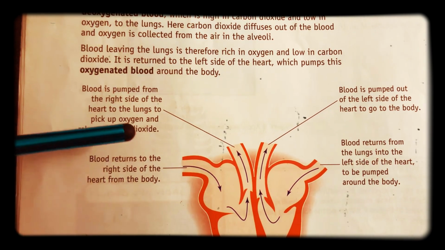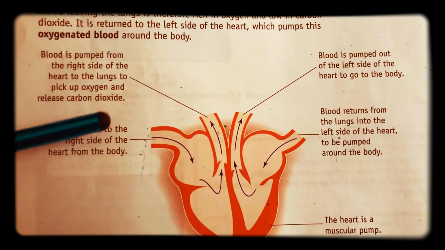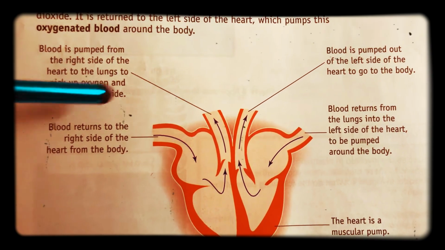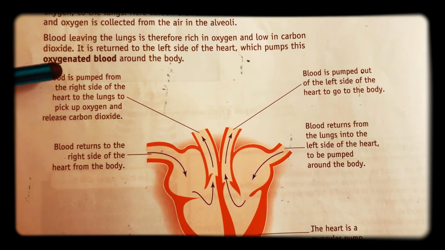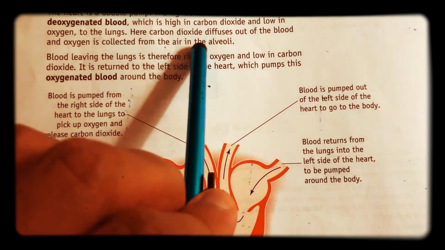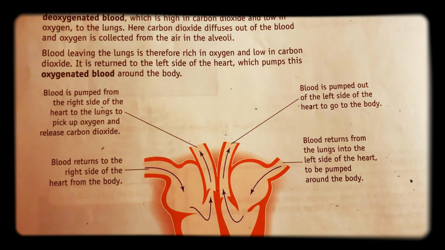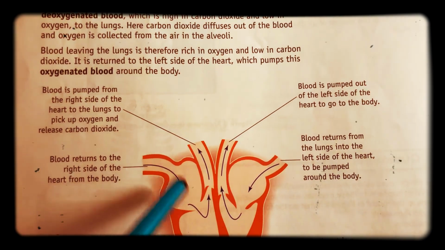So it picks up the oxygen, diffusion, remember? Diffusion, gas exchange, releases carbon dioxide, high concentration gradient out from the blood into the alveoli. Thin blood vessels. So way back where you got the lungs, carbon dioxide diffuses out of the blood, oxygen is collected from the air, then blood leaving the lungs, therefore rich in oxygen and low in carbon dioxide, returns to the left side of the heart. So it comes out here.